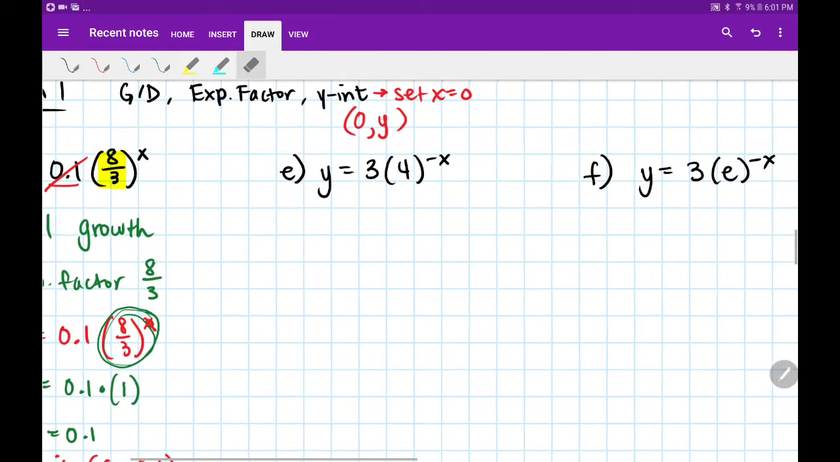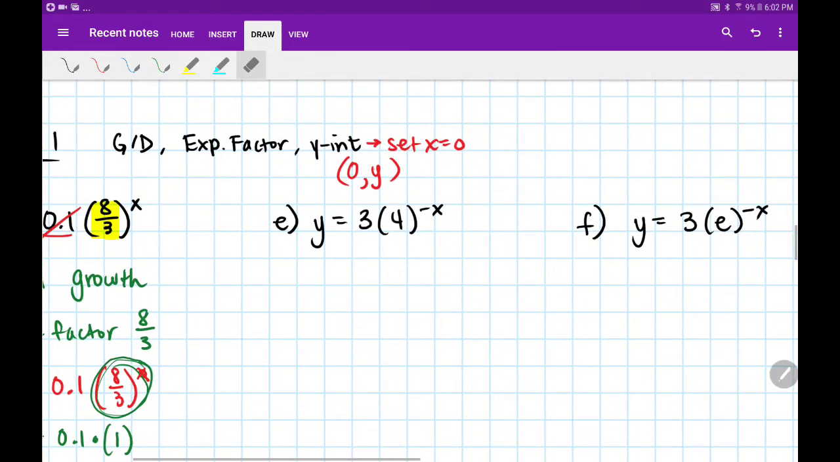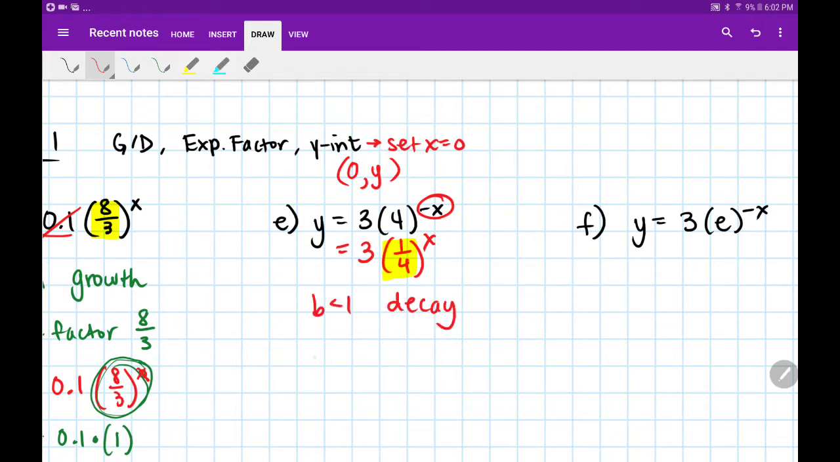Okay, let's do our next example. So, for letter E, we're looking at the base. My base is 4, but we have a negative exponent. That means we have to rewrite this. That'll be 3, and our base won't be 4, but 1 over 4 to the power of x. Aha! So, this is less than 1. Since my base is less than 1, this is decay. My exponential factor is actually 1/4.